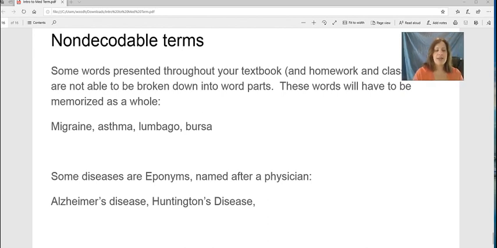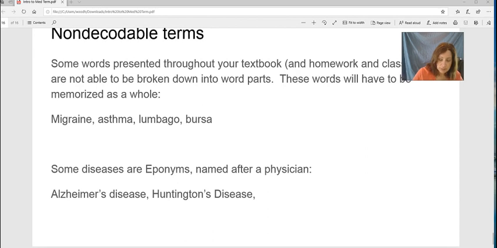Examples of that would be like migraine, asthma, lumbago, bursa. Some of them are named after a physician, like Alzheimer's or Huntington's disease. Yes, there was a Dr. Alzheimer. Yes, there was a Dr. Huntington. Okay. So those are definitely things, you just got to learn these. And the more you're exposed to them, the more it will stick in your long-term memory.